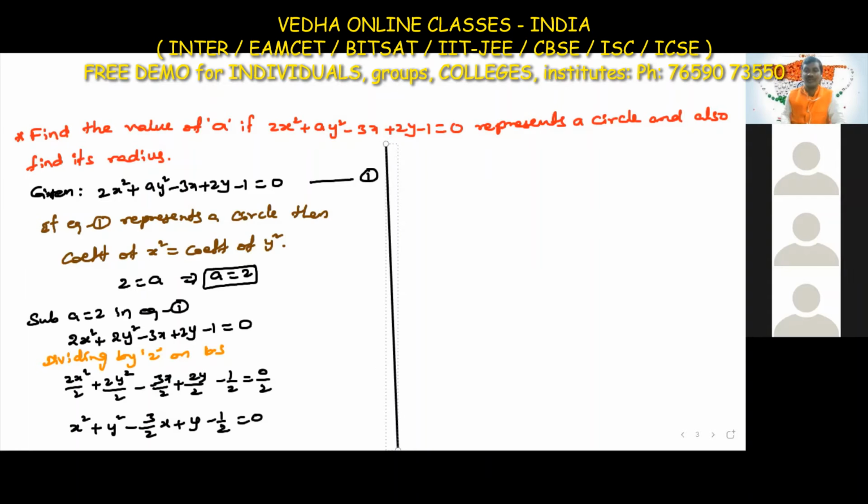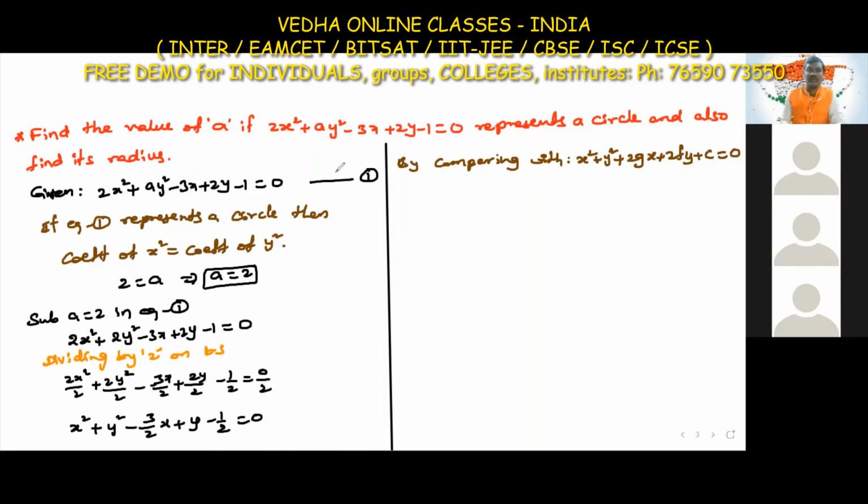After this we have to compare with the general equation. By comparing with what? The general equation, that is x square plus y square plus 2gx plus 2fy plus c equal to 0. If we compare with the general equation, what is 2g? Write that value. Here 2g, the x coefficient, is minus 3 by 2.